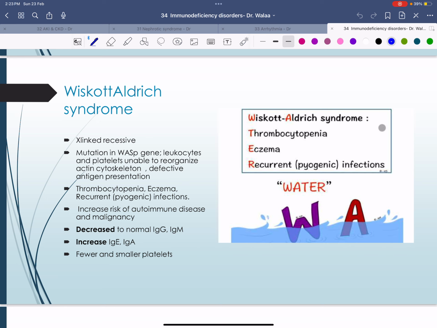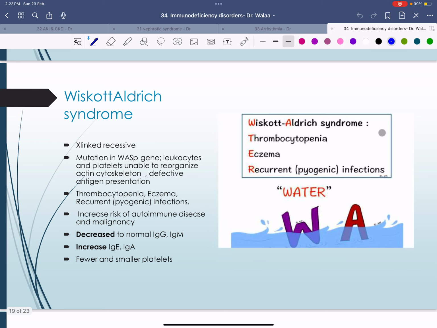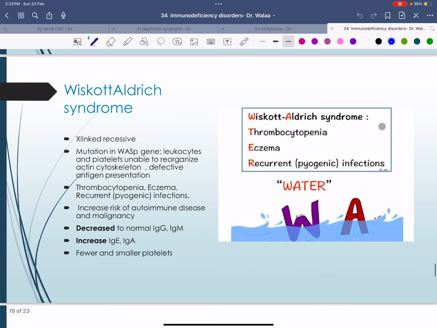So it's an X-linked recessive disorder with a WASP gene mutation. There's a problem in leukocyte and platelet recognition of the actin cytoskeleton, which leads to abnormal or defective antigen presentation. People with Wiskott-Aldrich will have increased susceptibility to autoimmune disorders and some malignancies as well. On blood film, they will have smaller and fewer platelets, so count and shape. Low platelet count, and they will be small in size.